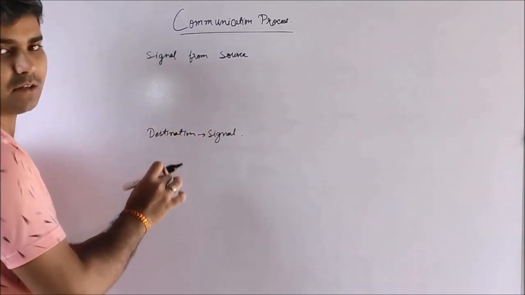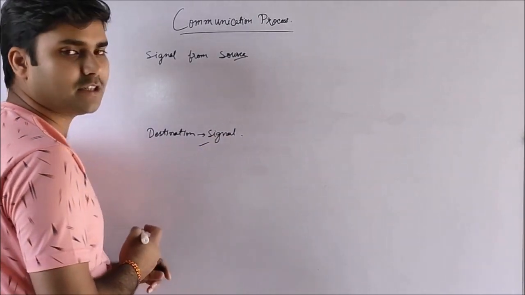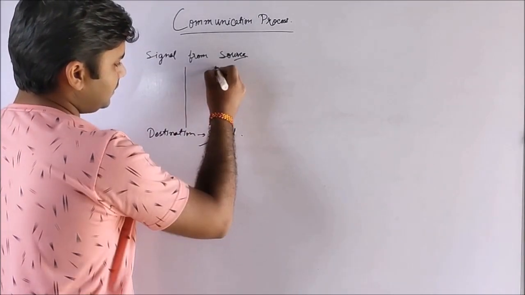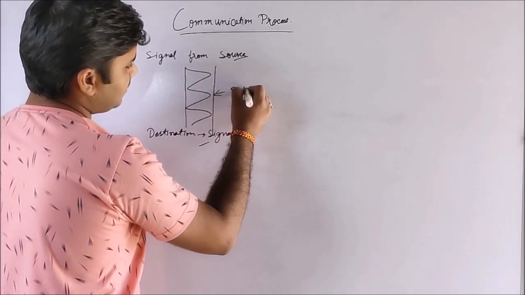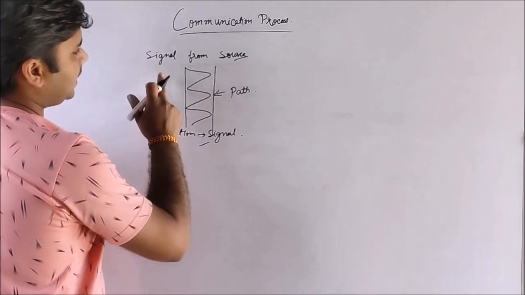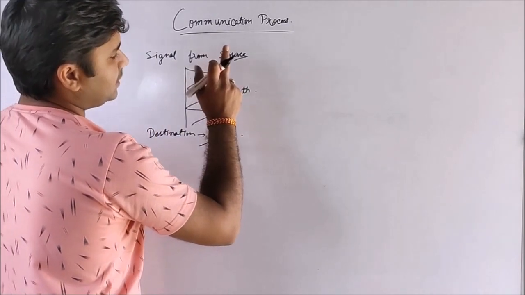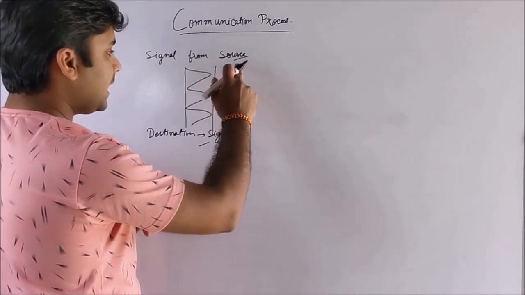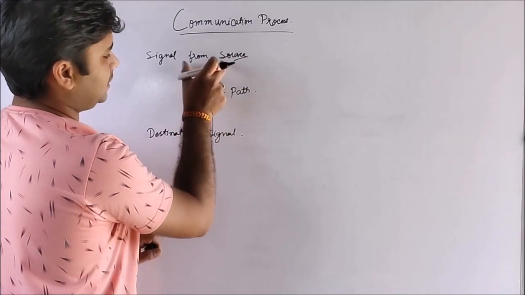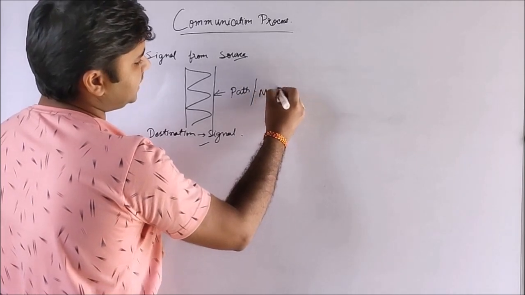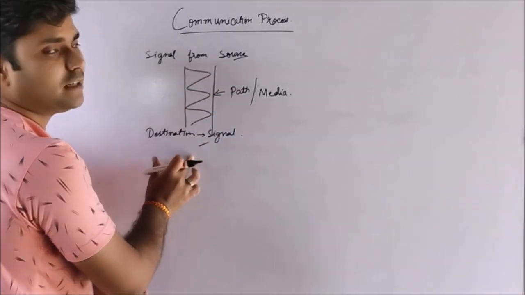So there must be something between these two in order to send the signal from the source to the destination. What is this? This is a path. For the communication process, the signal needs to be generated from the source, and in order to reach the destination, the signal has to pass through this path or media on which the signal will travel and reach the destination.